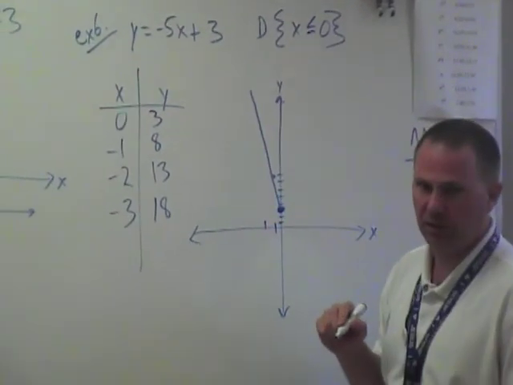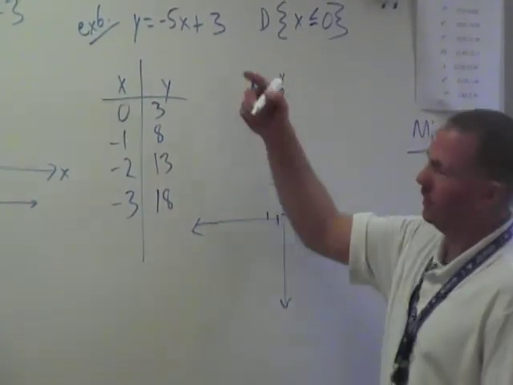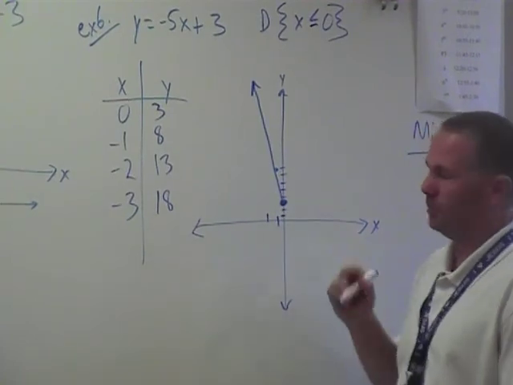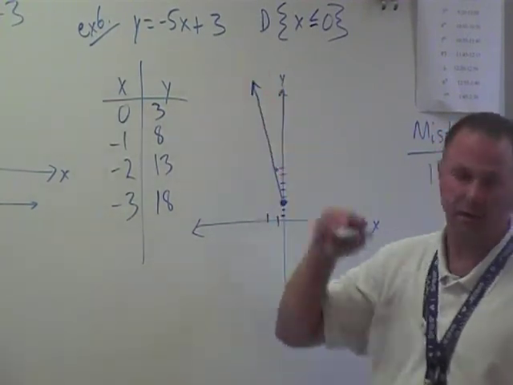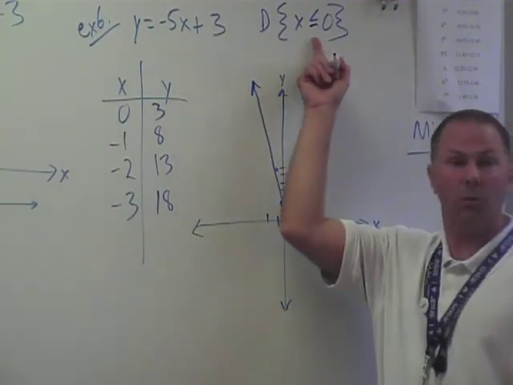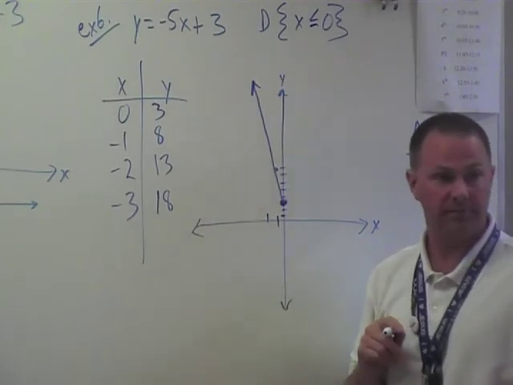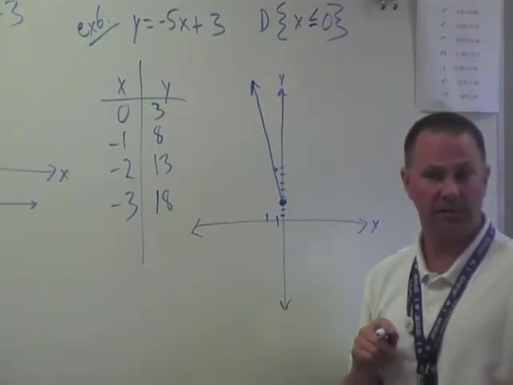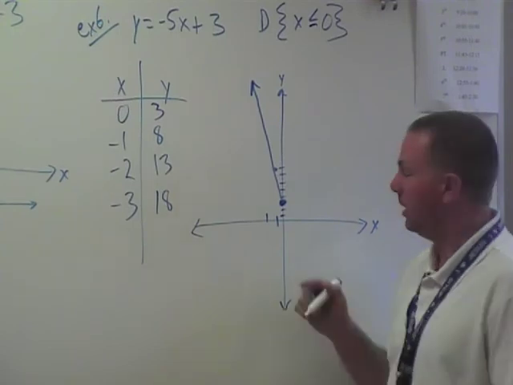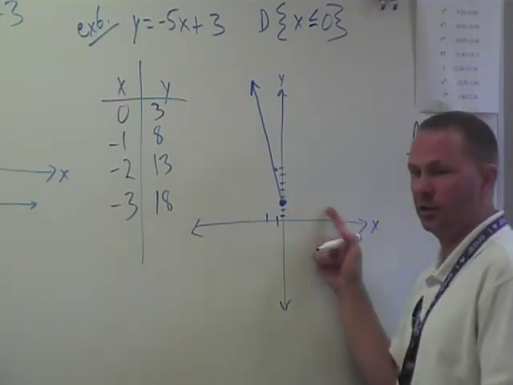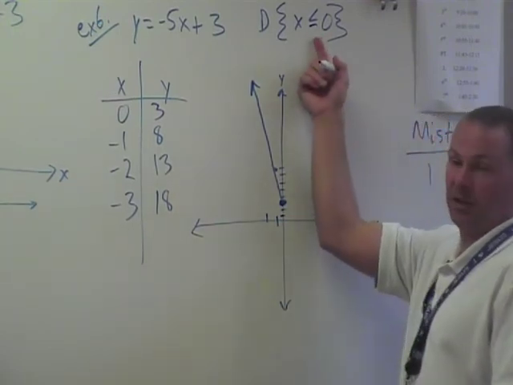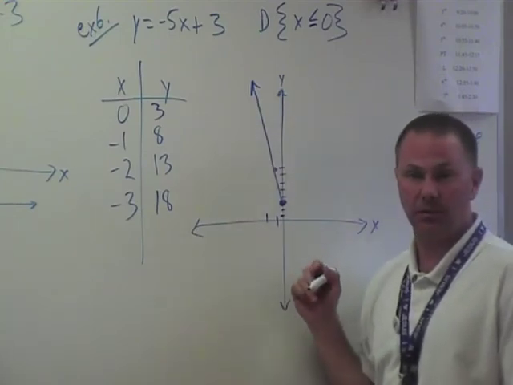That means you color it in, and then it keeps going for infinity to the left. This would be the correct graph of that line based on what I have for my domain. Okay? I don't want to know what's over here because it's limiting me to only the negative values and 0.